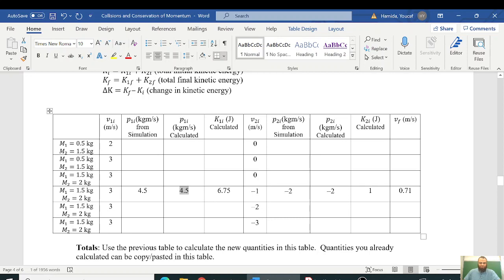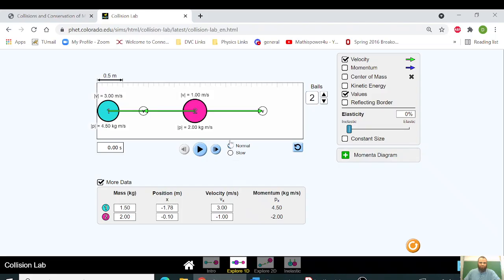What's the momentum from the simulation? It should also read -2. And it says that it's 2. It says absolute value, so it just gives you magnitude. You determine the direction. It's moving to the left, so -2.